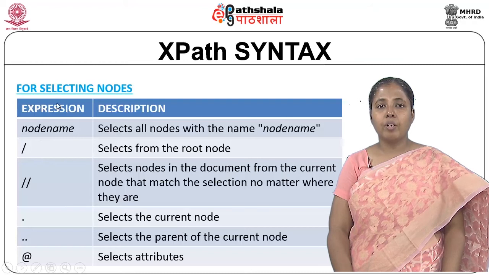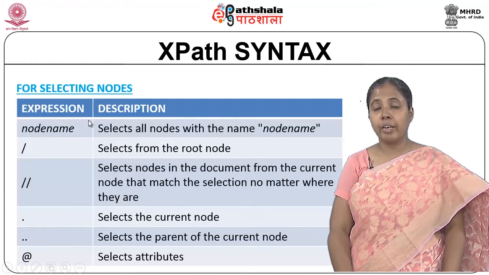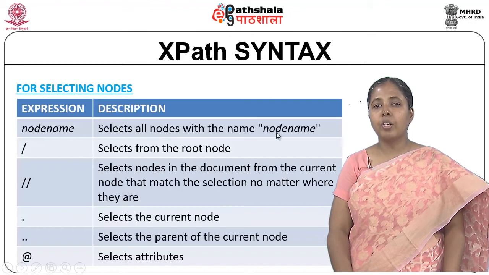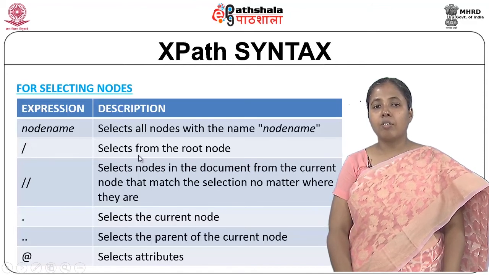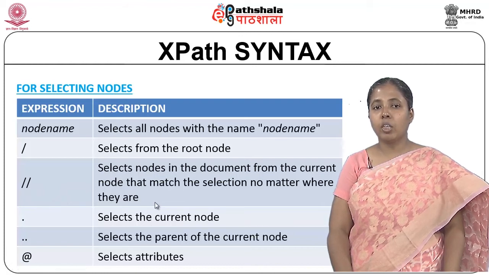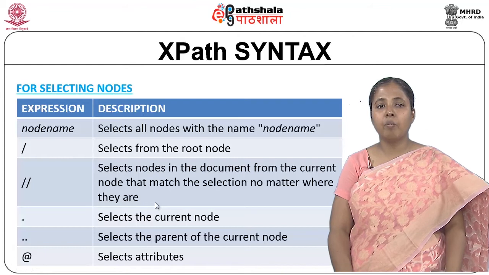So, now we can see the syntax of how to write an XPath query. For selecting nodes, we simply give the node name, which selects all nodes with the given name. Now, if you use a forward slash, it selects from the root node. If we use a double slash, this selects nodes in the document from the current node that match the selection, no matter where they are.